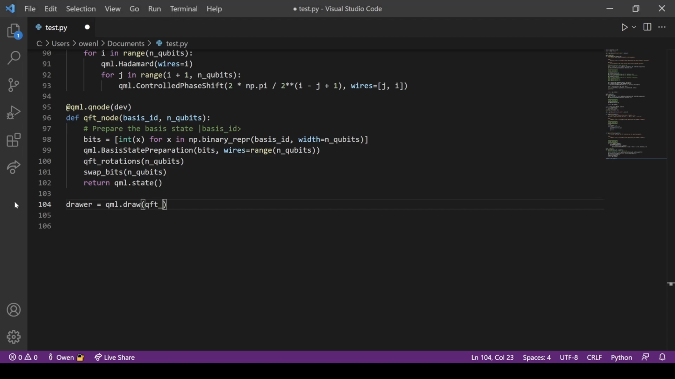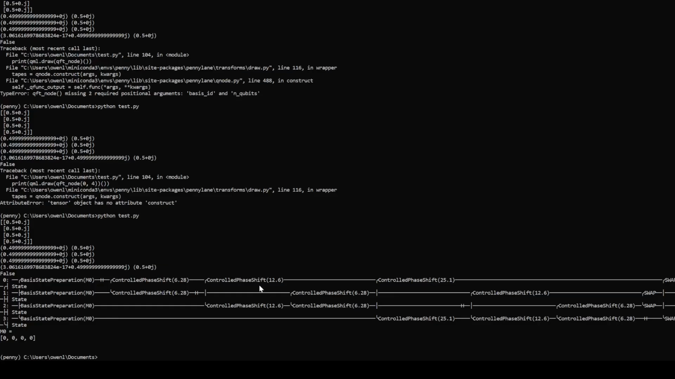draw QFT, int var of 0, and in qubits we'll do 4. Okay, it does work. Sometimes it's very annoying though. I've had a lot of problems printing circuits. That time it did successfully work. I've used that exact same method before and had a lot of problems with it. So you can see now that it does print the circuit.